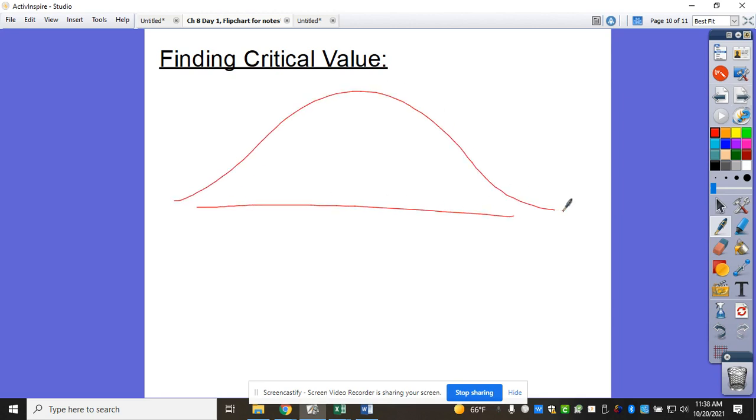We understand that if it is 68%, how many lines would I draw to the left? How many lines would I draw to the right? So we understand that 68% goes from a z value of -1 to +1, right? Because that's 1 standard deviation to the left, 1 standard deviation to the right.